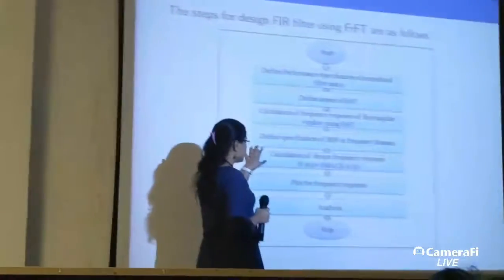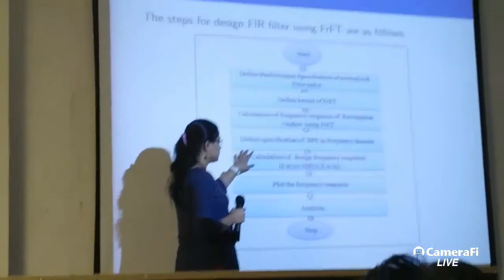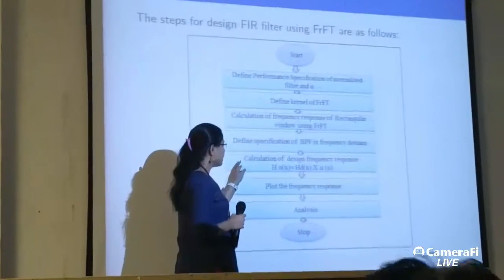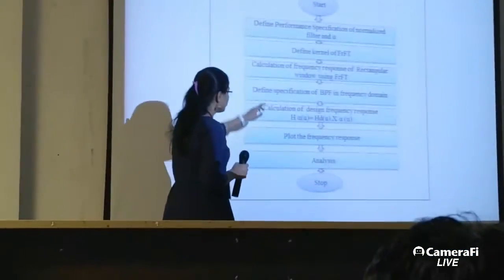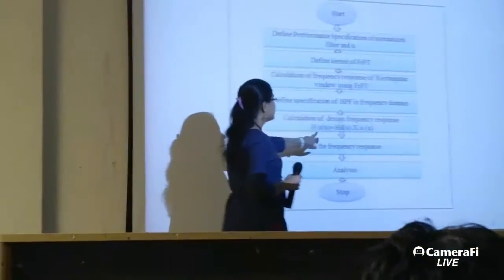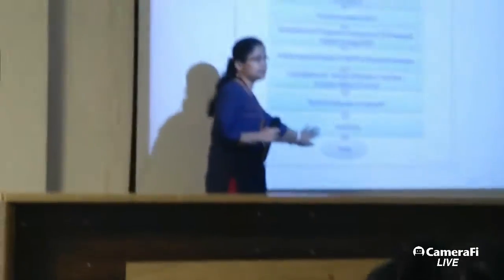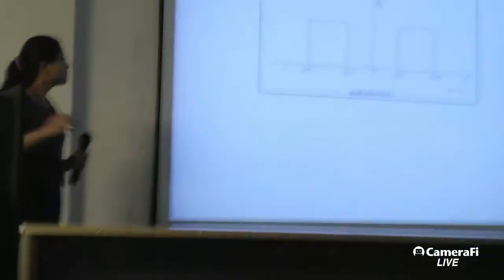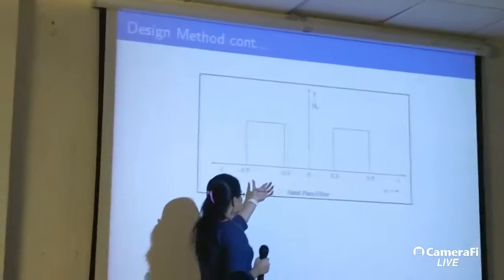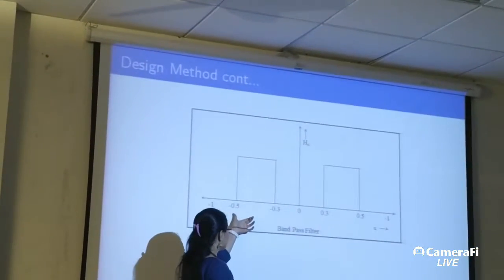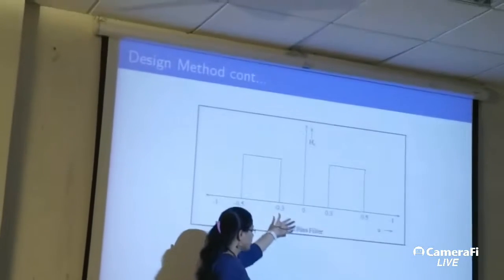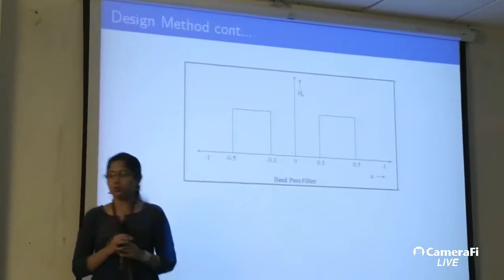After specifying these frequencies, we calculate the desired frequency response with the help of these two steps, that is, X alpha of u is equal to FT of u into x alpha of u. After getting this, we plot the frequency response and analyze the results. For the calculation, we divide the integration into parts: first for minus 0.5 to 0.3, and secondly 0.3 to 0.5.